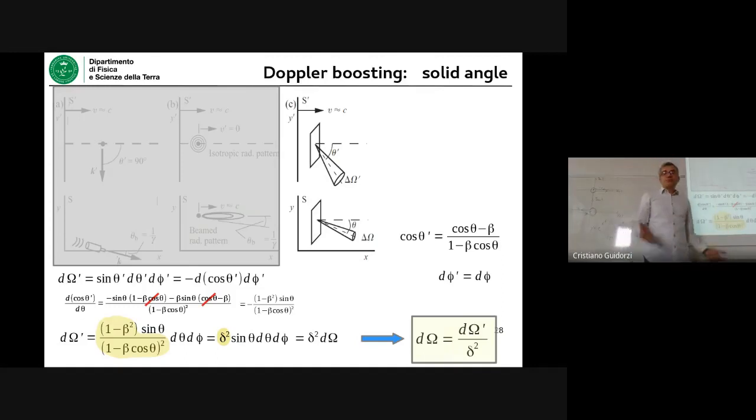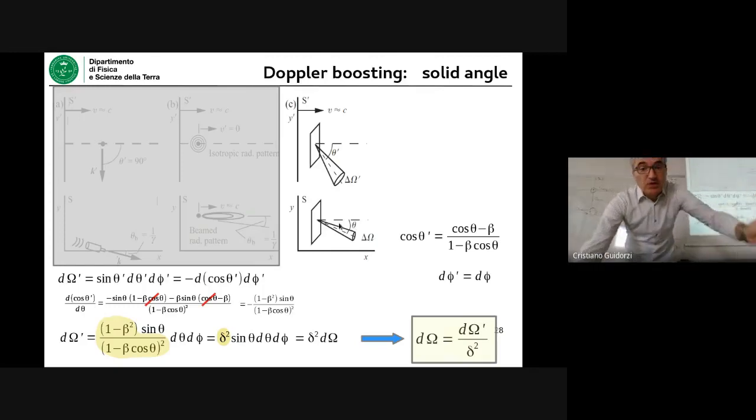Okay, so for example, like in this case, if you look at the upper panel, theta prime in the comoving source, the angle, is smaller than 90 degrees. So for sure, the Doppler factor is greater than 1. So indeed, there is a boosting. And indeed, theta is smaller. It's closer to the line of motion. Remember the relativistic beaming?